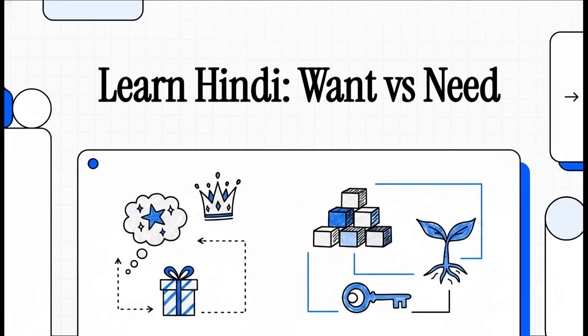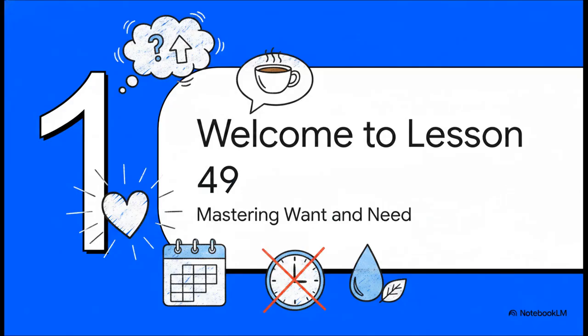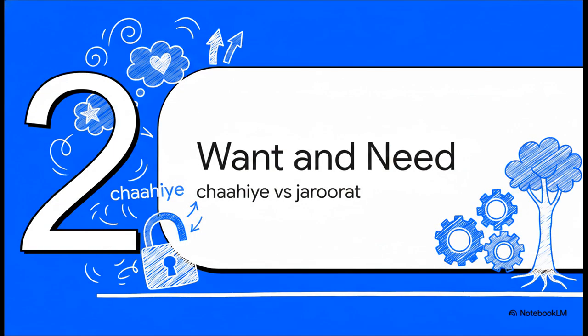In this explainer, we're going to unlock one of the most powerful, literally fundamental building blocks of the entire Hindi language. Welcome to Lesson 49. So today's explainer is entirely focused on mastering exactly how to express want and need in Hindi cleanly and confidently. Section 2. Understanding want and need. Basically, to express a simple desire, we use chahiye, and for a strict necessity, we use zarurat.